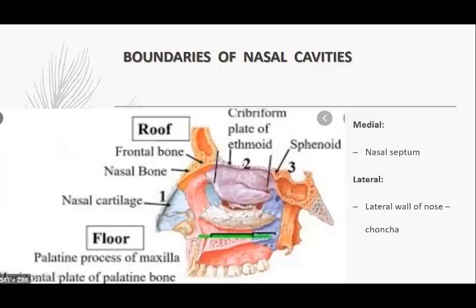The superior boundary is formed mainly by the cribriform plate of the ethmoid, with some contribution from the frontal bone and the nasal bone. So from anterior to posterior, it is the nasal bone, the frontal bone, the cribriform plate of the ethmoid.